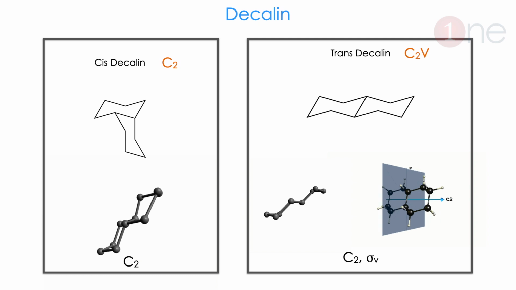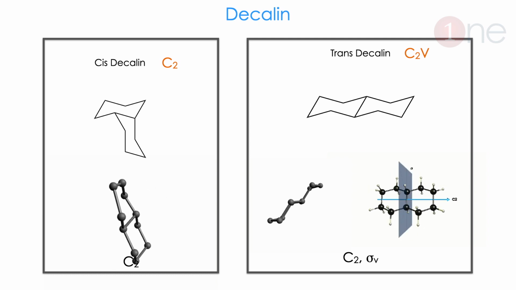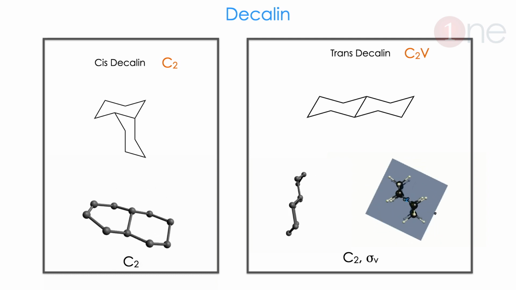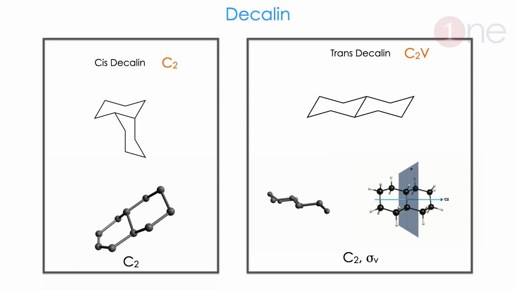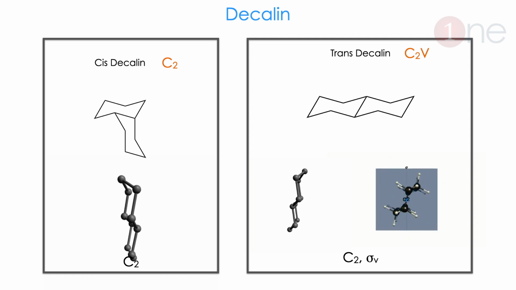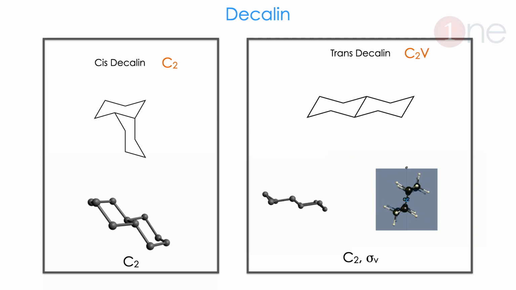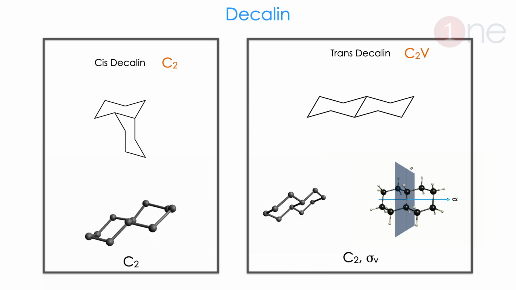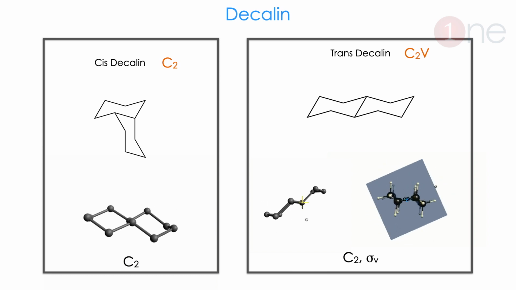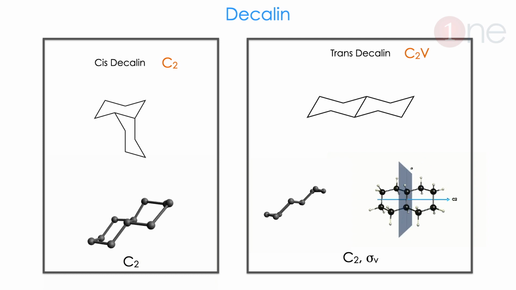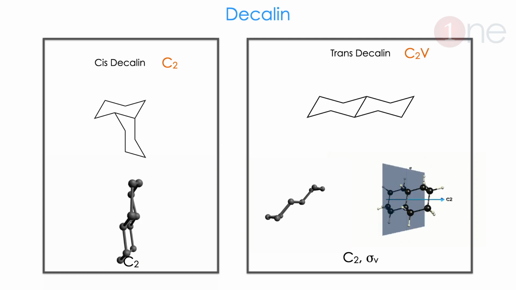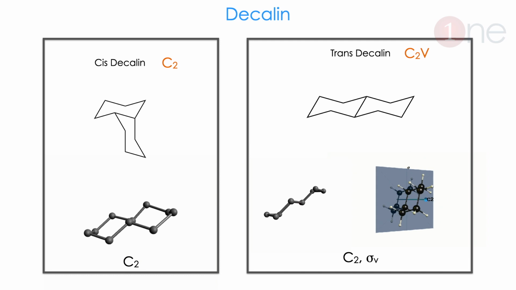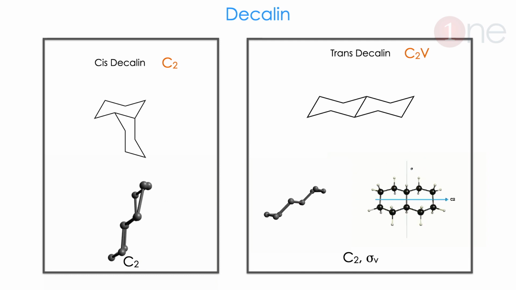The next important thing we will see is decalin. Decalin is an important point group example where the cis form has only one C2 symmetry, but the trans decalin has v symmetry also. Here you see the animation: only the cis form has just C2. In trans decalin you can see the plane as well as C2 symmetry in the same animation. So you should know cis is C2, trans is C2v.